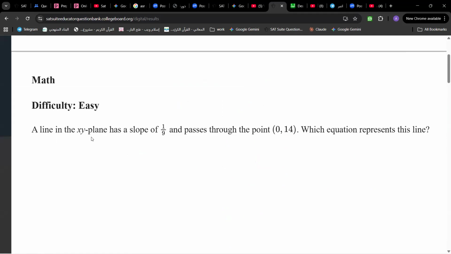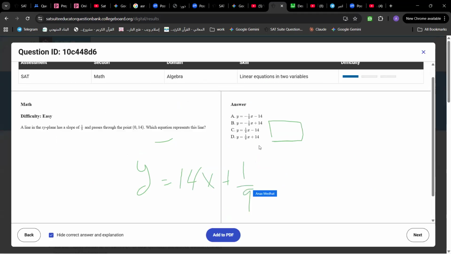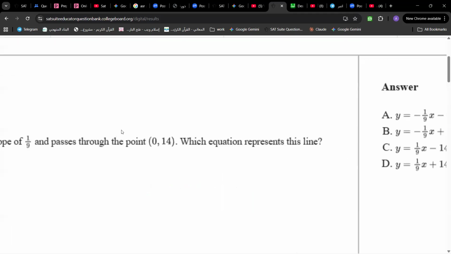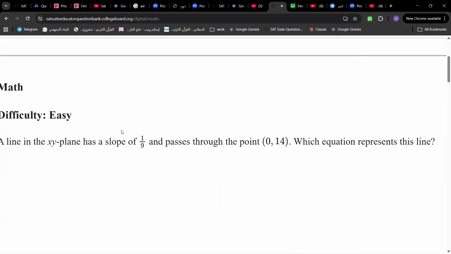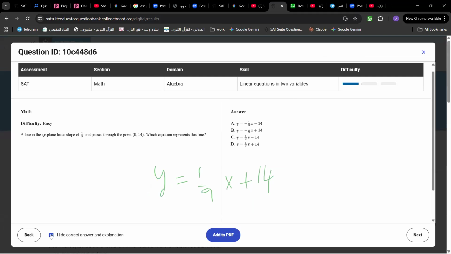A line in the xy plane has a given slope and passes through the points. Okay. It gives us the y-intercept. All we need to find is the slope. We don't need to find anything. All we need to do is put the equation. Oh, sorry, I did the opposite. The slope is 1 over 9, so it will be 1 over 9 x plus 14. Answer is D.